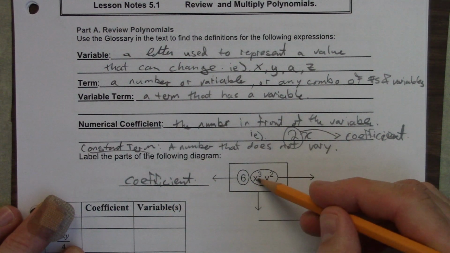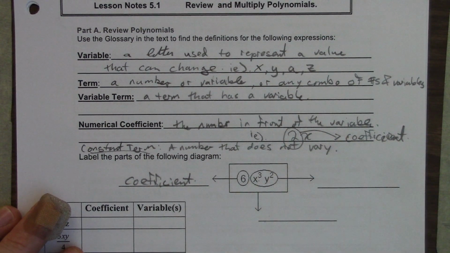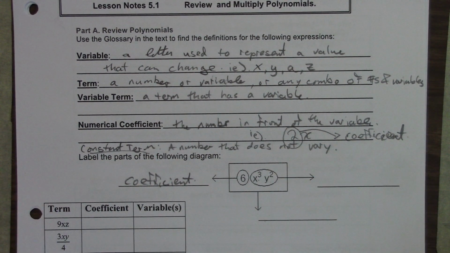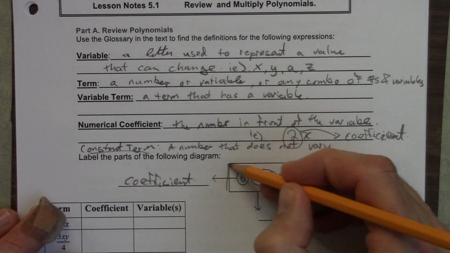Okay, Josiah, what is this portion here? X cubed y squared. What would that be called? This arrow, Josiah, here is pointing to the whole thing. What's the whole thing called?